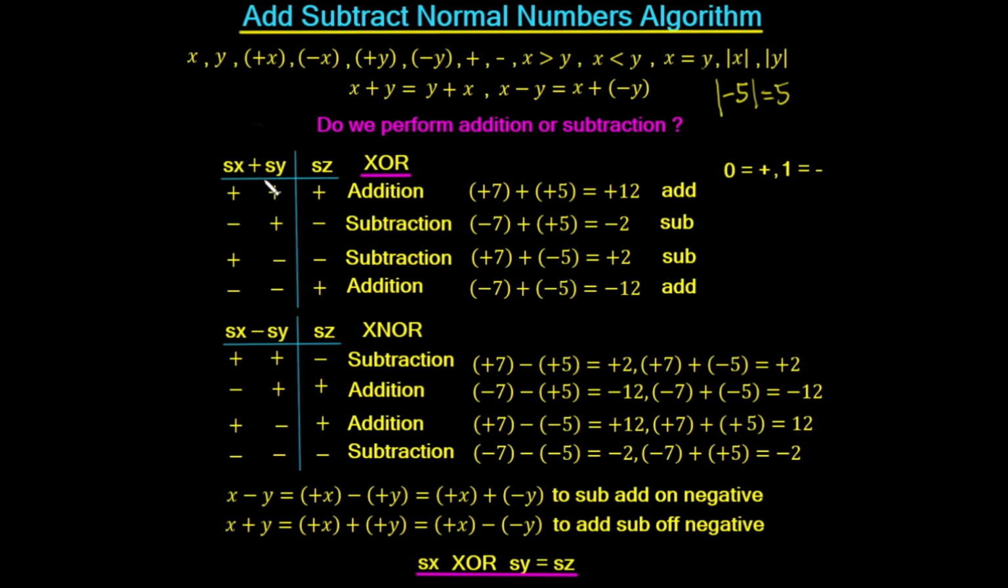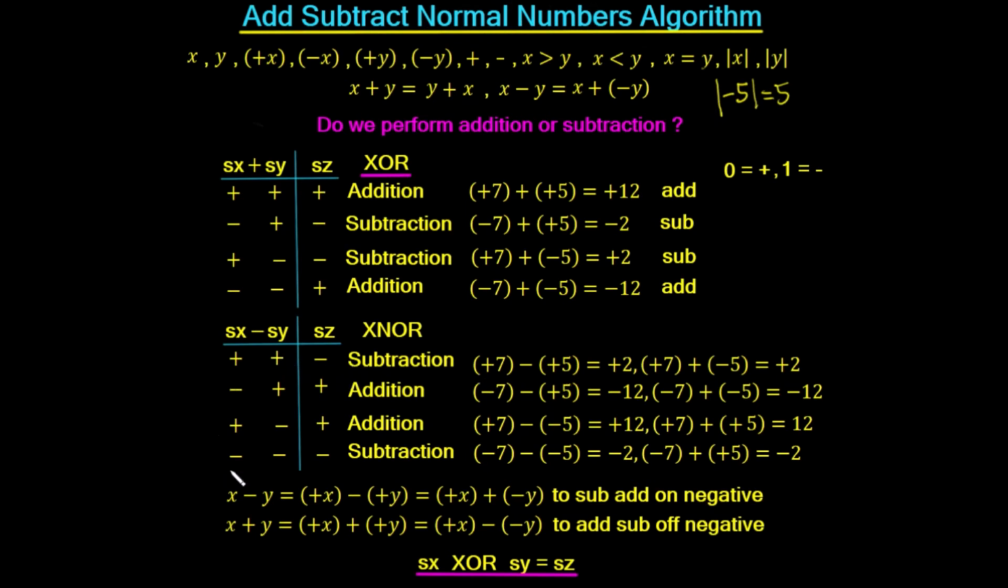Now we could have another 4 possibilities here. We could have again the Sx and the Sy, but instead of performing an addition, we could perform a subtraction. And we could look at the examples here. So let's say for example we had two positive numbers and we subtracted them, then it would just be a case of 7 minus 5. 7 minus 5 is a value of 2, so we just perform that subtraction algorithm.